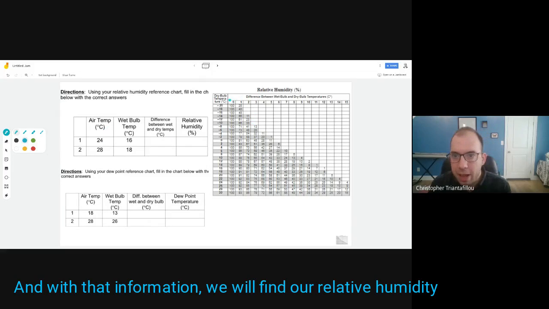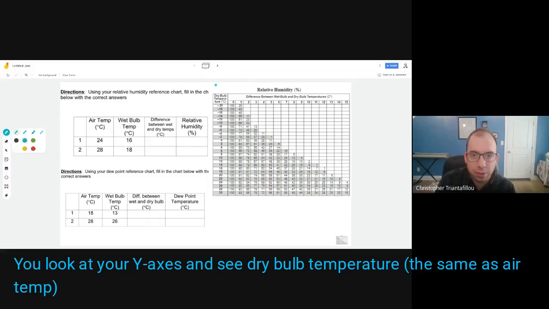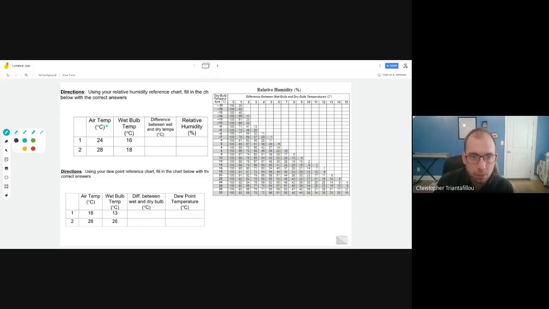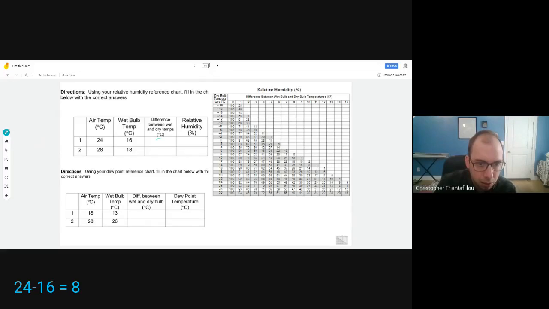So if we look at our x-axis here, we see difference between wet bulb and dry bulb temperatures. You look at your y-axis, and that's just your dry bulb or your air temperature. Okay. So first we need to find the difference between these two. The 24 minus 16 is 8.